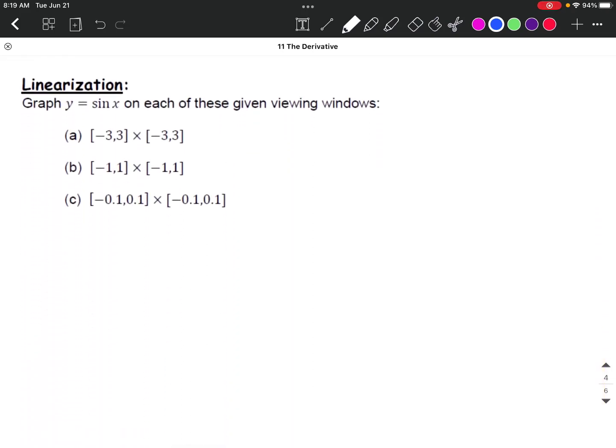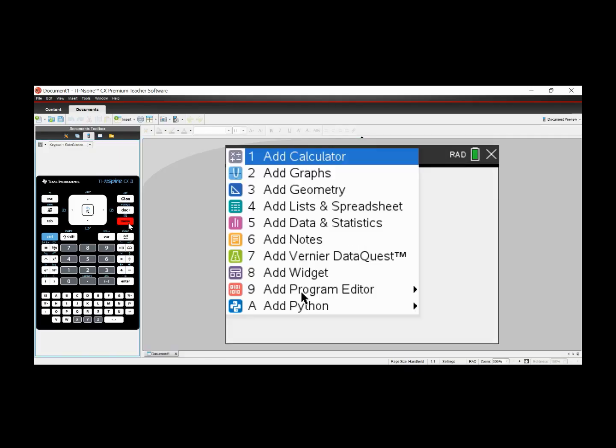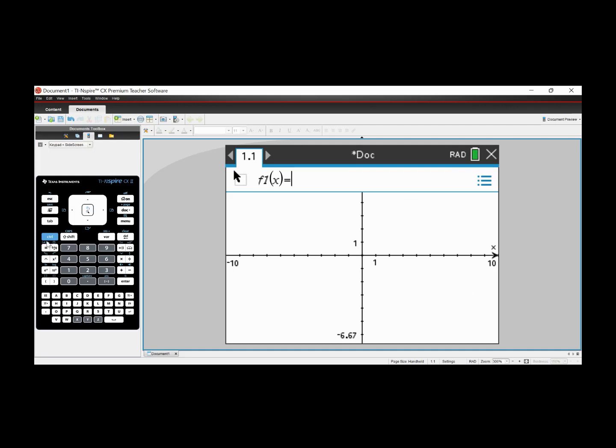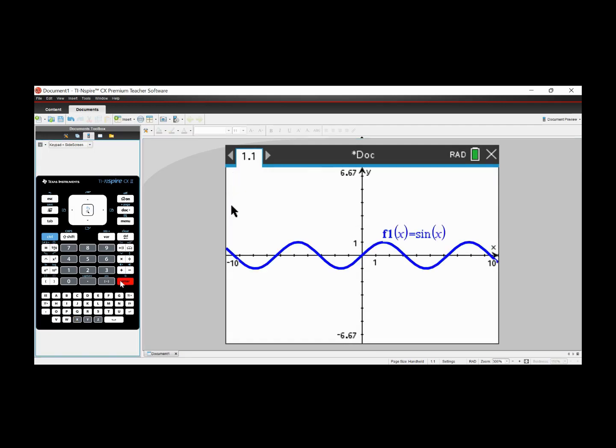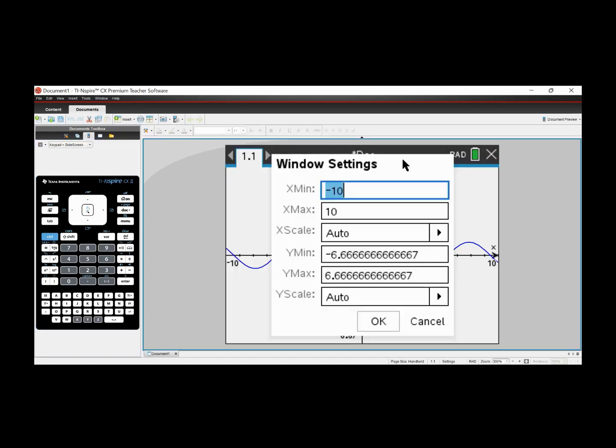And we graph y equals sine x on each of these given viewing windows. So we're going to go to the TI Nspire right now. Okay. So what I'd like to do is we're going to put in a graph screen, and we're going to graph f of x is sine x, which is a nice trig curve, and you're all very familiar with this curve. Nice and simple, right? But we're going to go to menu, and we're going to window zoom, and we're going to change the window settings. This time I'm going to go from -3 to 3. And I'm going to go from -3 to 3.